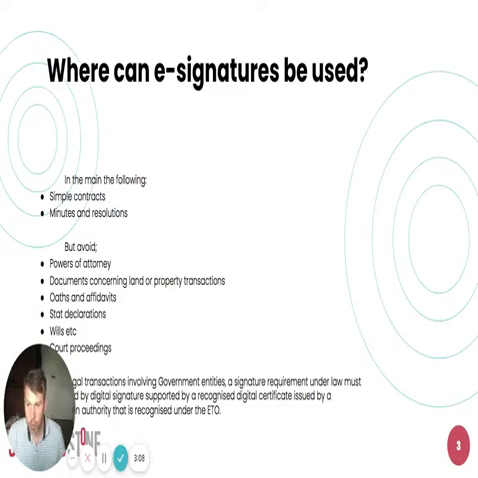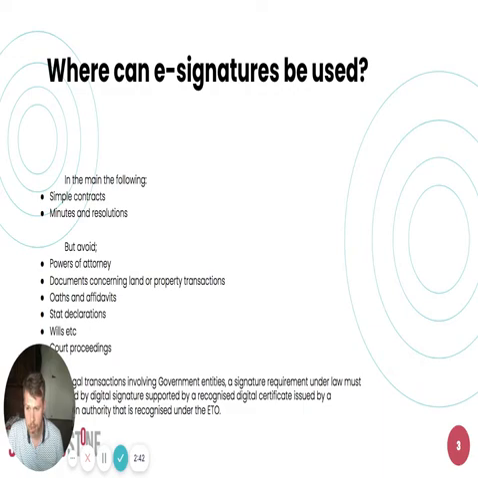Where can they be used? Well, in the main, simple contracts and minutes and resolutions. Those are the two points where I see the most efficiencies gained by using e-signatures in Hong Kong. And those can be across geography, and they can be with multiple different parties, as long as not with the government.